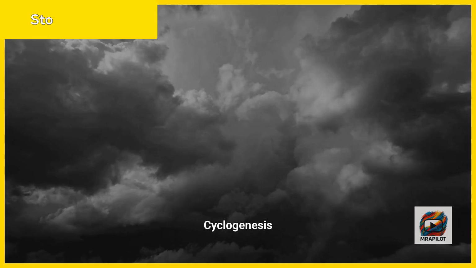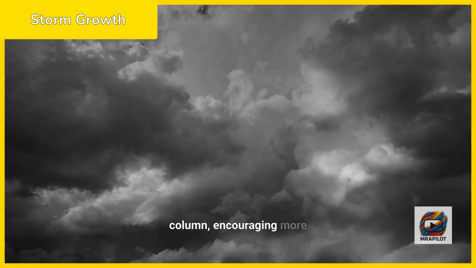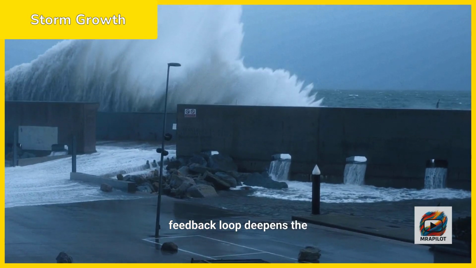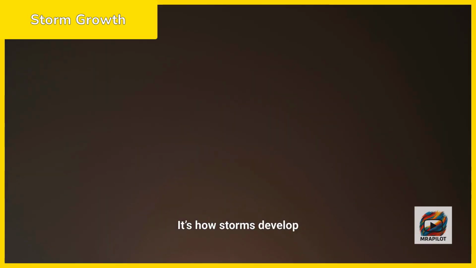Now for cyclogenesis, the birth of a low-pressure system. It begins when contrasting air masses meet, usually along a frontal boundary. As warm air rises over cold air, pressure falls, and rotation begins. The Coriolis effect causes the system to spin. Cyclogenesis intensifies as upper-level divergence removes air from the column, encouraging more surface air to rise. This feedback loop deepens the low, tightens isobars, and increases wind speed. It's how storms develop and grow, sometimes explosively.